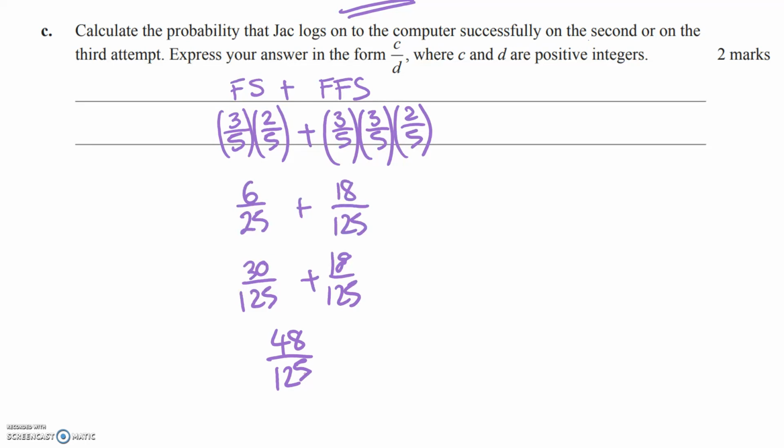Now, whether we can cancel this, I'm just going to start thinking about basic numbers. 2, obviously it's not going to cancel down with that. 3, not going to work. 5, obviously not going to work. So I'm going to stick with that there and move on to the next one.